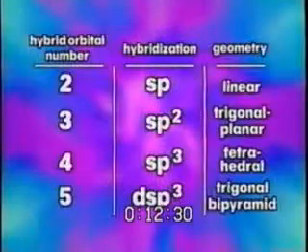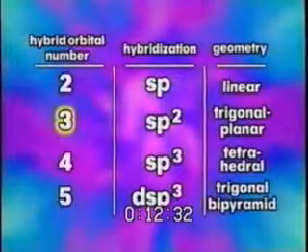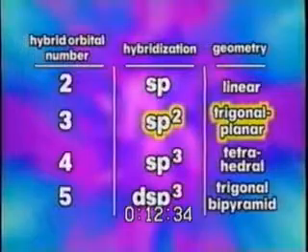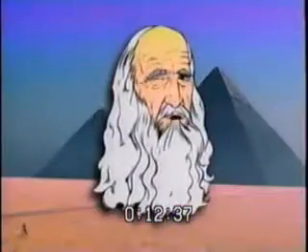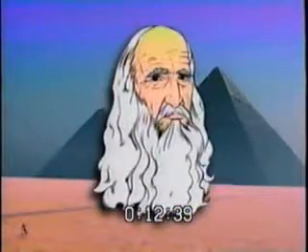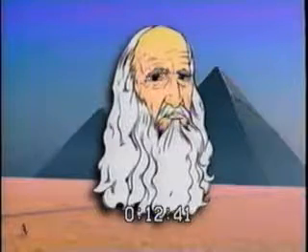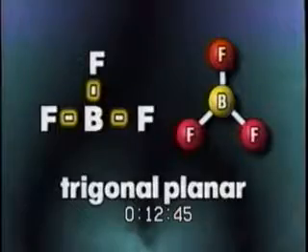Now look at the chart. To accommodate the 3 bonds, we need 3 sp squared hybrid orbitals. 3 bonds, 3 hybrid orbitals. BF3's 3 bonds form a trigonal planar arrangement.